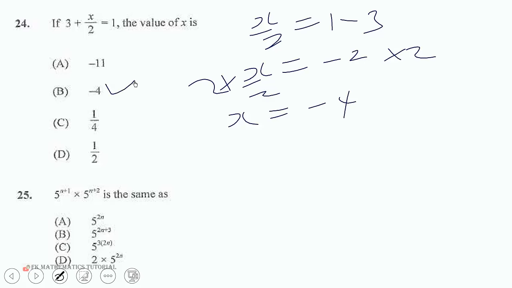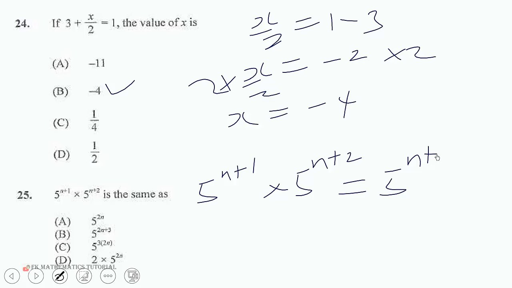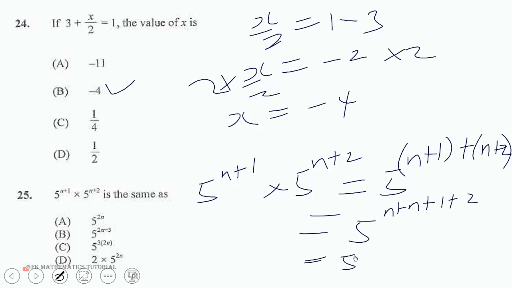5 exponent n plus 1 times 5 exponent n plus 2 will be equal to 5 exponent what? You write down one base and add the exponents. So you add the exponents: n plus 1 plus 2. So that will give you 5 exponent 2n plus 3.